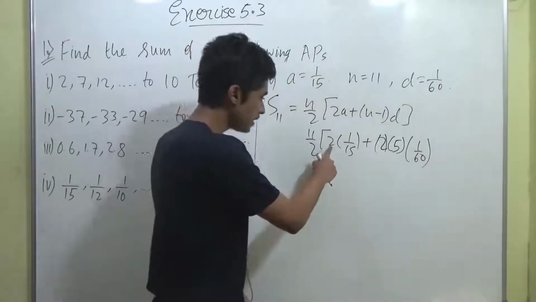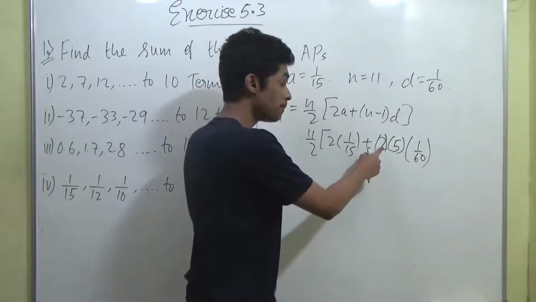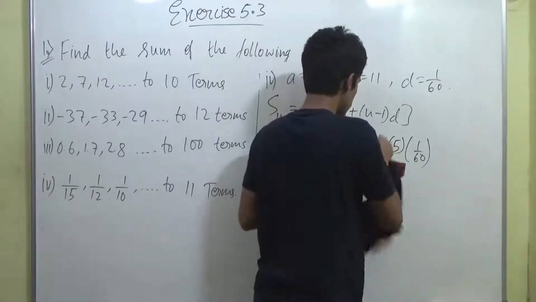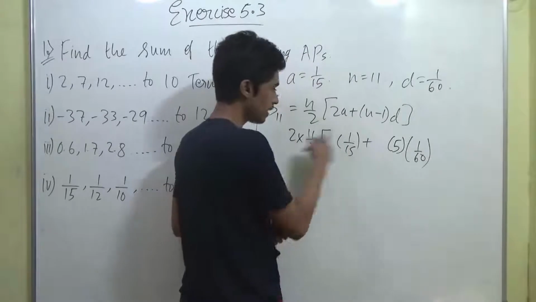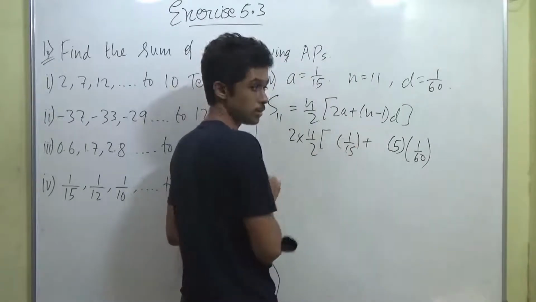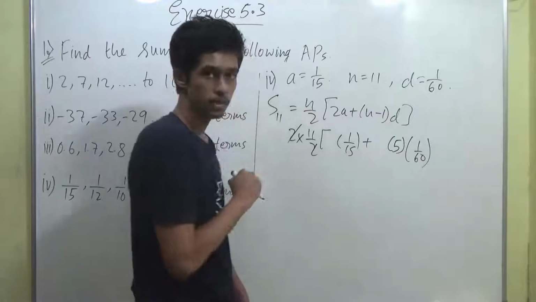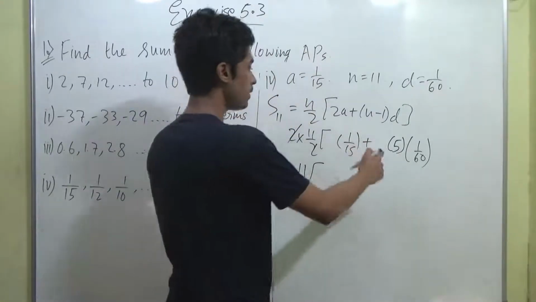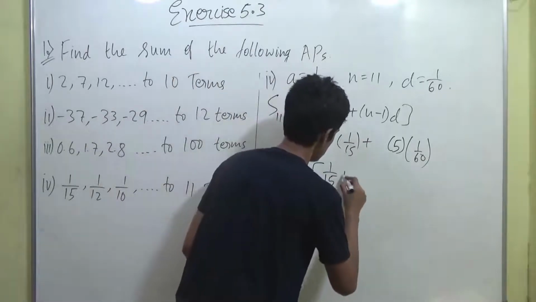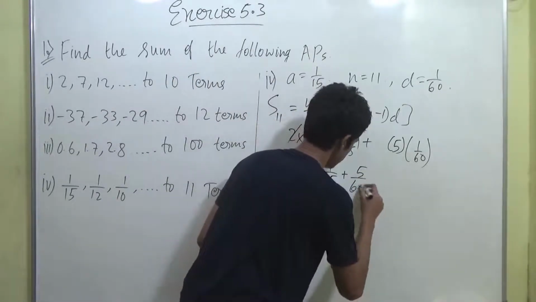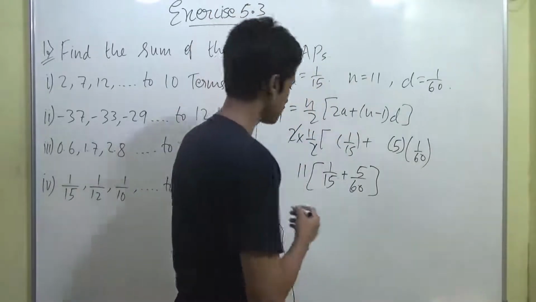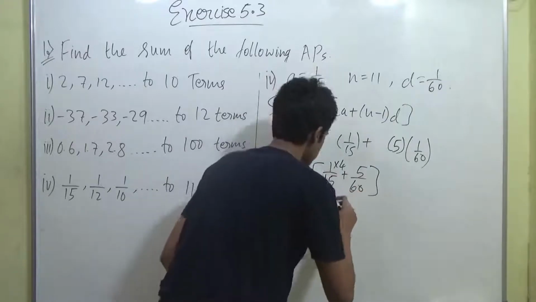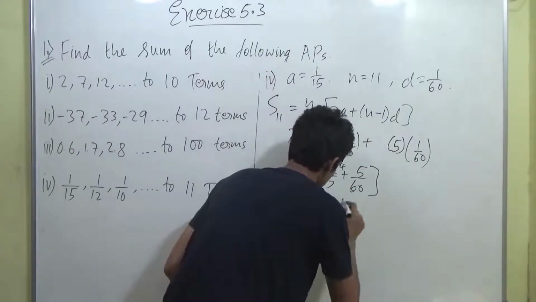Now if you see this guys, here also 2 is there, here also 2 is there. I'll bring this 2 as common outside. Getting it? What I'm doing guys. So I took this 2 as common outside. This 2 and this 2 will get cancelled now. Now what we have to do is 11 into 1 by 15 plus 5 by 60. Now we have to take the LCM guys. This is going to become into 4. This will become 11 into 4 plus 5, which is 9. 9 by 60. Getting it guys?